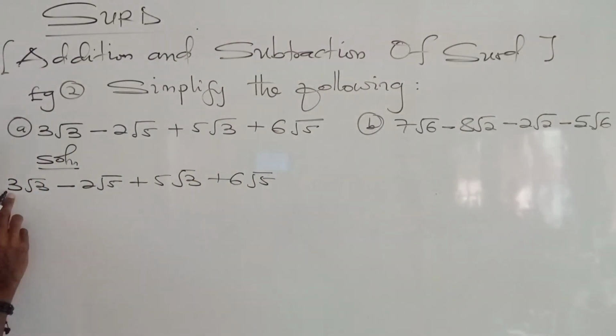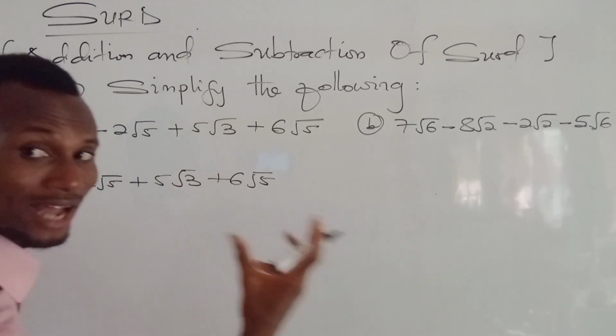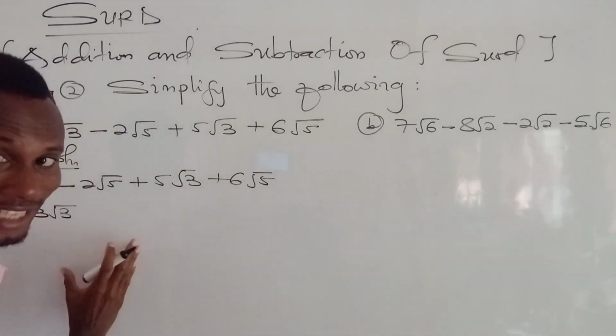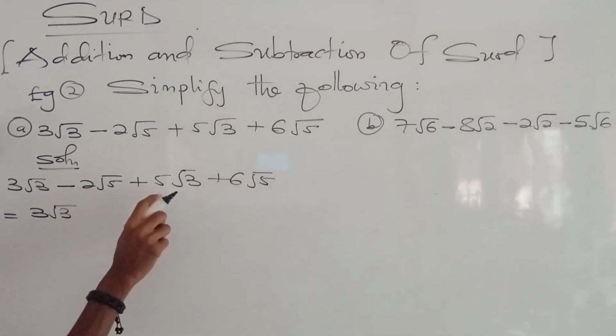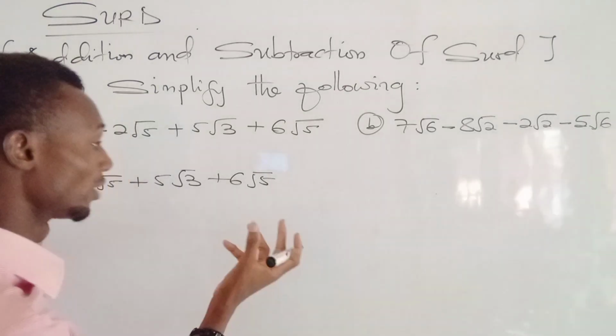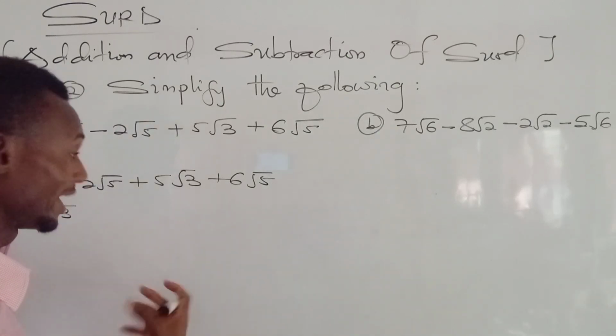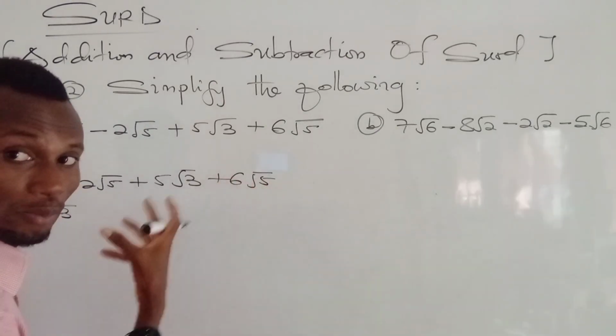I have 3 root 3, so when I write my 3 root 3, I'll look for the one which also has root 3 in it and attach it to it, and that is going to be this 5 root 3. Okay, so we are grouping like terms. Picking this 3 root 3, the one I can attach to it is the 5 root 3 because we are grouping like terms.